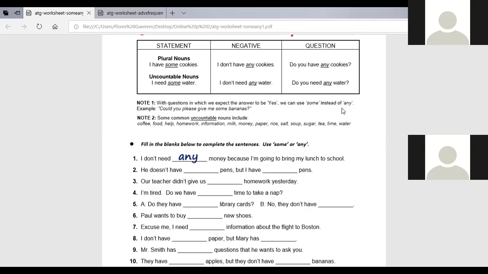For example, could you please give me some bananas? This is asking for some bananas. Could you please give me some bananas? We expect them to say yes when we ask for something like bananas or water. Some uncountable nouns include coffee, food, help, homework, information, milk, money, paper, rice, salt, soup, sugar, tea, time, water. Those are some uncountable nouns.